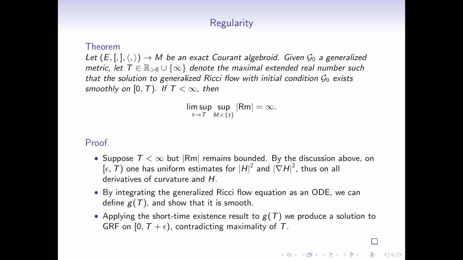Hi, Jeff, may I ask a question? For sure, yeah. So in the Ricci case, there is this result that it's enough to bound only the norm of the Ricci tensor. And I know that the same thing is true for pluriclosed flow. Is there anything like that for generalized flow?